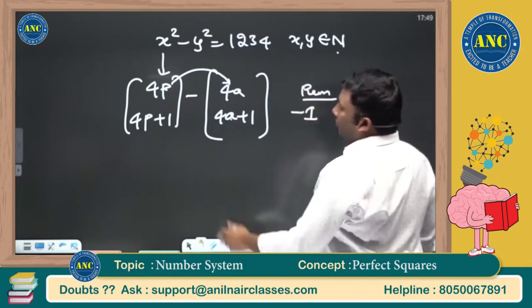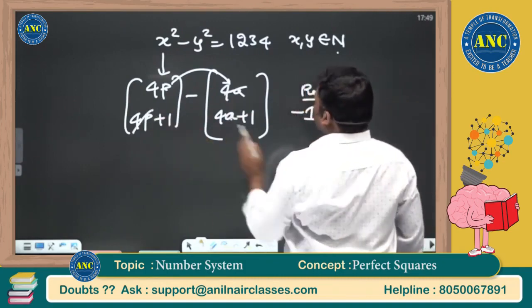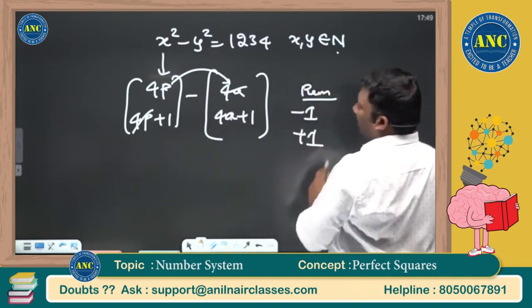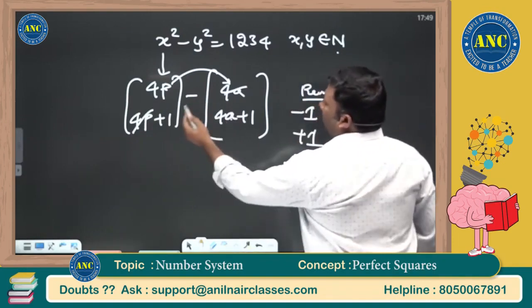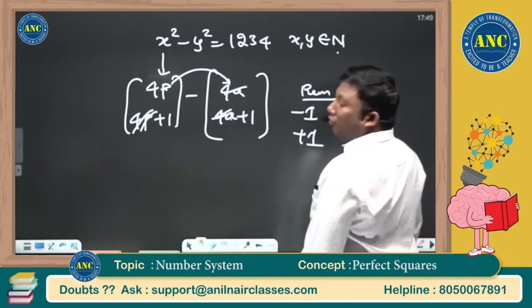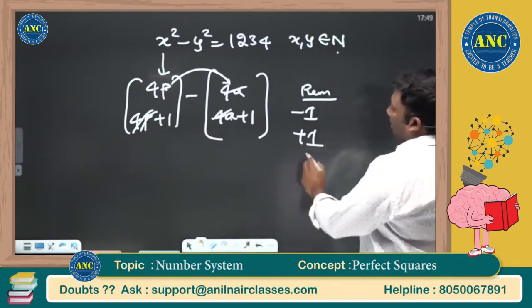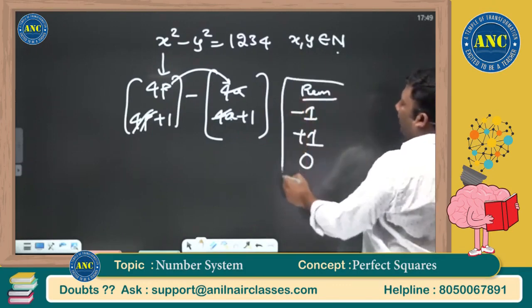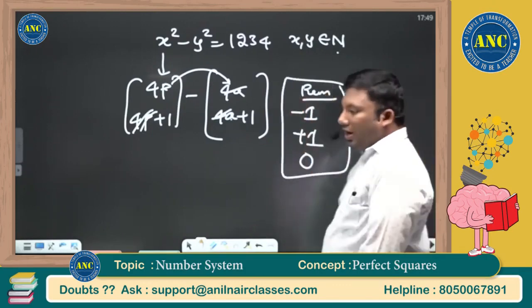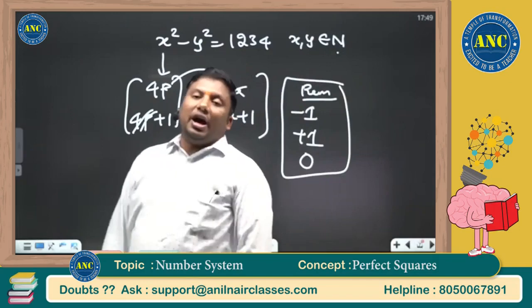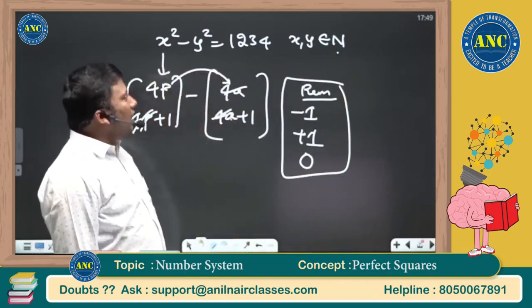Let us see. 4p, 4a divisible by 4. Remainder is plus 1. Right? 4p plus 1. 4p, 4a both are divisible by 4. 1 minus 1, it is 0. That means if I divide the last two digits by 4, according to the left hand side, I should get minus 1, plus 1 or 0.